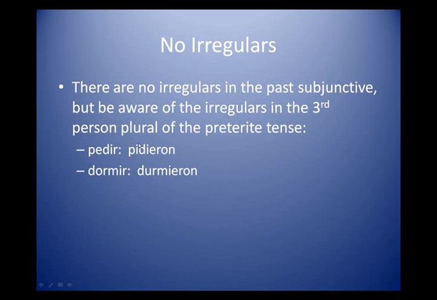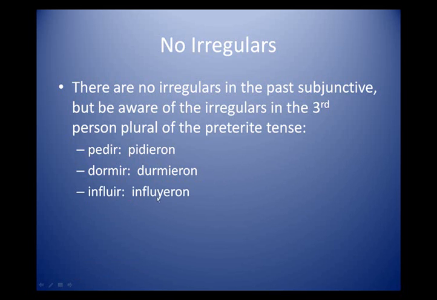Dormir, same way. So these two verbs are preterite stem changing verbs. Remember, just IR verbs will stem change in one letter in the third person plural of the preterite. So here's two examples. Durmieron in the past subjunctive is going to be durmiera, durmieras, durmiera, durmiéramos, durmieran.